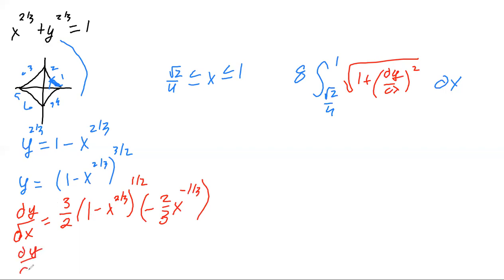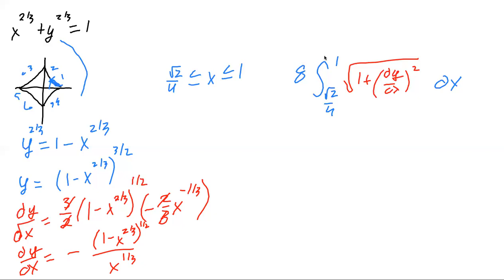dy dx is going to be this negative multiplied by this, making a negative. This is a reciprocal, so the 3's and 2's cancel. This is a negative exponent, so I'm going to write this as a positive exponent: 1 minus x to the 2/3 to the 1/2 all over x to the 1/3. That's what that's going to be. Now, we need to get that squared.